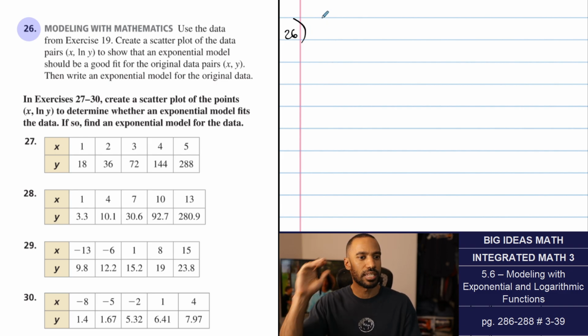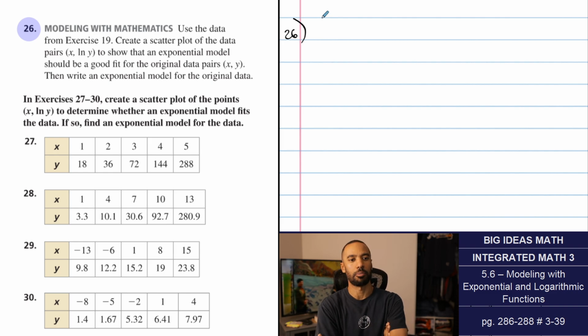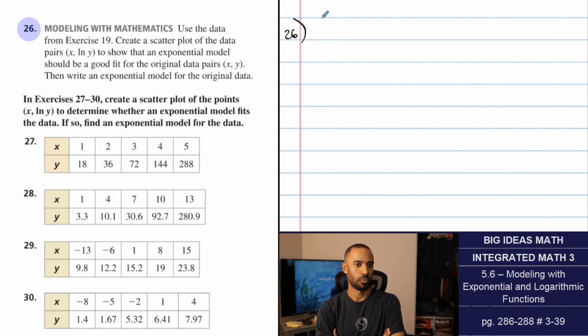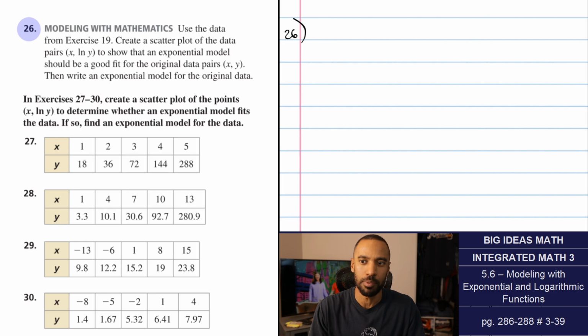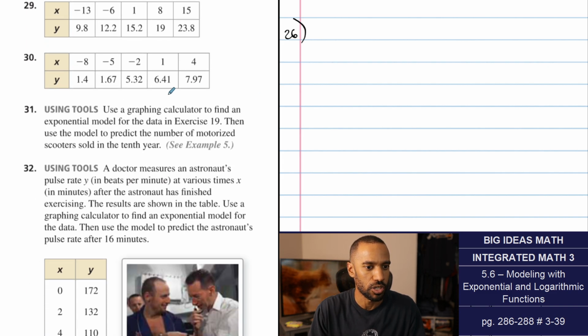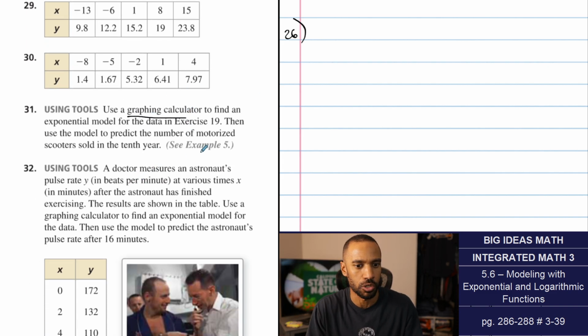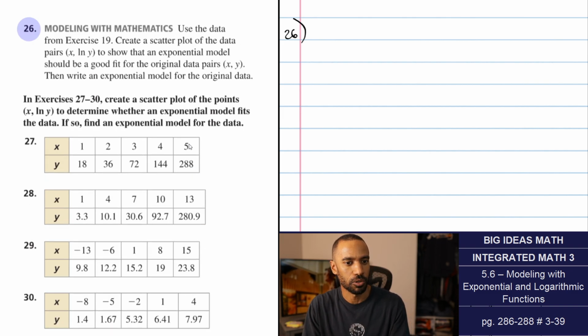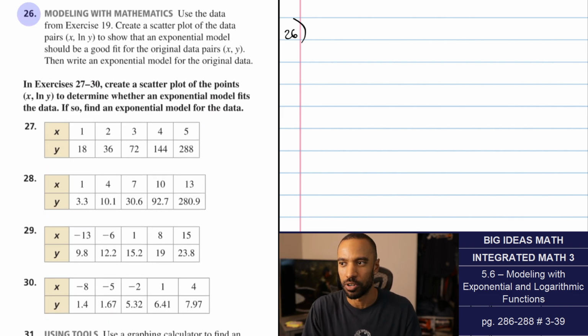Number 26, use the data from exercise 19, create a scatter plot of the data pairs, x, natural log y, to show, then write an exponential model for the data. So these ones, and sorry, I started looking at the questions below it to see if we're using regression yet. I need to actually see, give me 1 second before I do this problem. I want to see when we're actually using, oh, here we go, use a graphing calculator, so that's probably not till later. We got to do a lot with these ones first, and it's kind of by hand. It's a little tricky here.